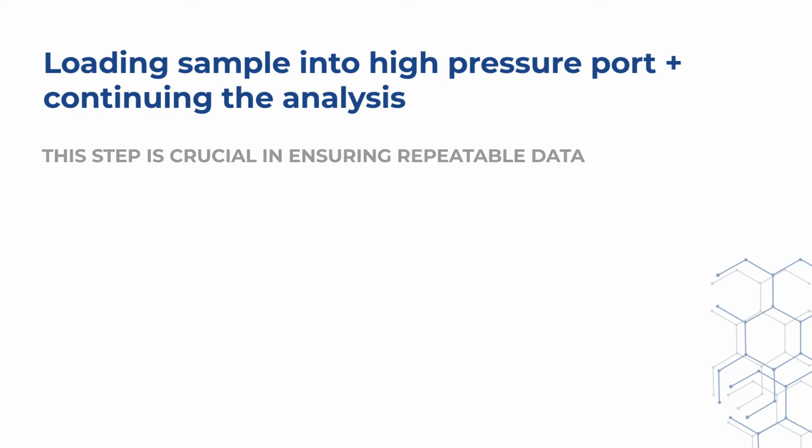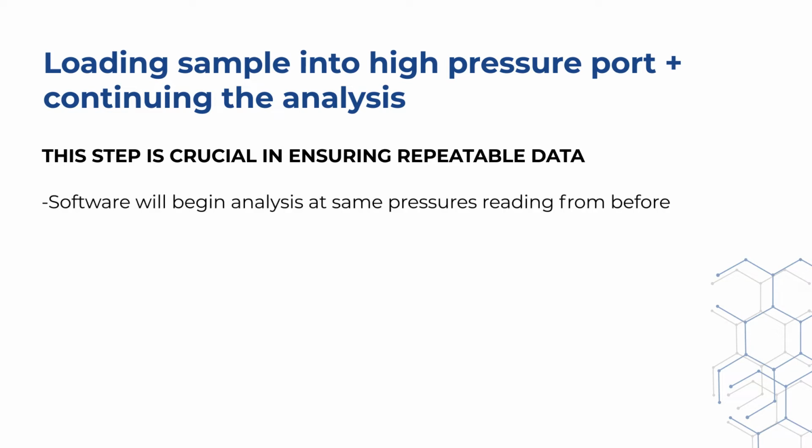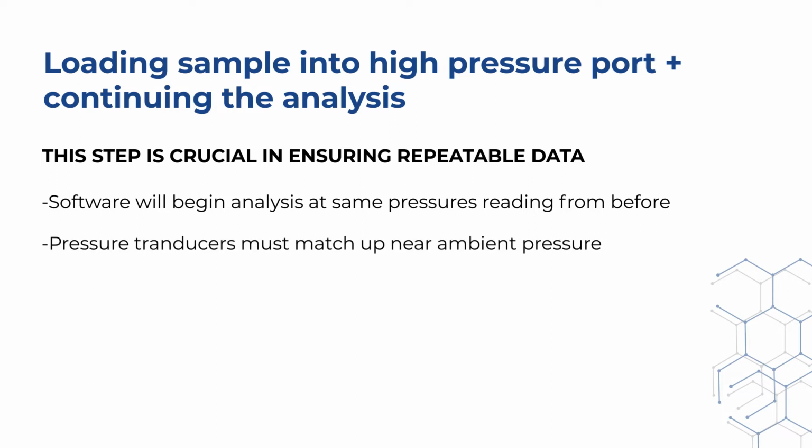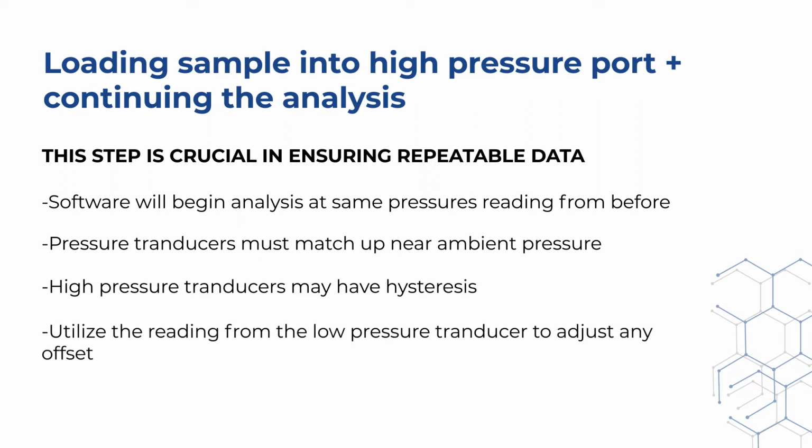It is important to complete this process correctly and completely to make certain that the initial high pressure analysis results match the final low pressure analysis results. The software will start the high pressure analysis at the same pressure as that last low pressure point, but we need to make sure that the pressure transducers match up near ambient pressure. The high pressure system may have just completed an analysis, possibly resulting in some pressure offset at the lower end of the operational range due to hysteresis in the transducer. We can make use of the reading of the low pressure system when idle to adjust any offset in the high pressure transducer. We will do this when we initiate the high pressure analysis.